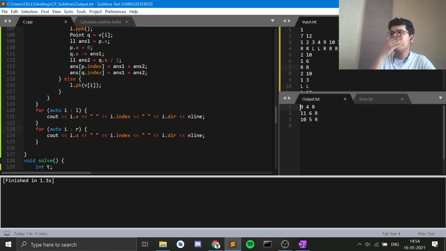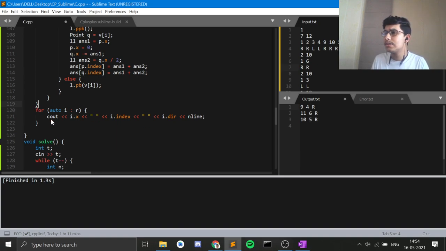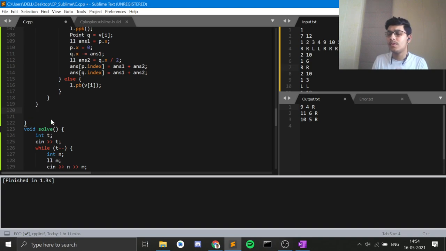So you have 9, 4 and R, 11, 4, 11, 6 and R, and 10, 5 and R. Okay. So now we need to look for these R values, right? Yeah. And if any one of them is left, then we can just include that left and right. Okay.